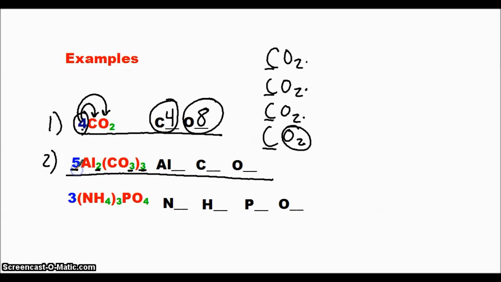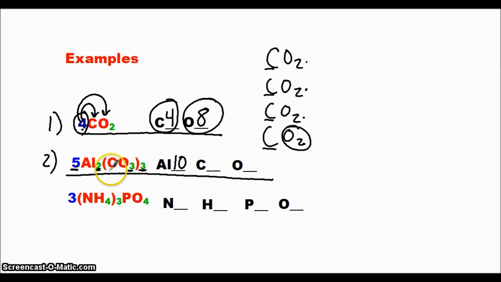That's what the big number in front is telling me. I have 5 of this entire compound. Well, every time I have the compound, there's 2 of them. So 2 times 5 gives me 10 aluminums. So that one might have been easy. But now we're to the carbon. And carbon's a little bit more difficult.